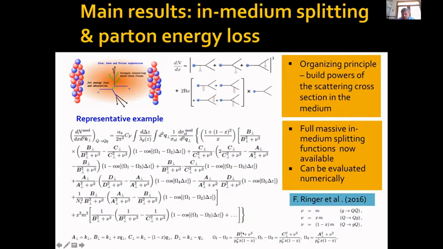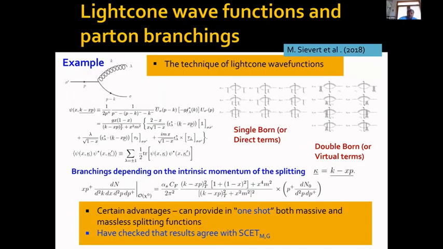And so we have to integrate them out of the problem altogether. What has happened since we talked at the previous meeting is that there have been other approaches to calculate splitting functions in the medium, for example, using the light cone wave function technique. It's traditionally used in saturation physics. And here's just one example in the vacuum.